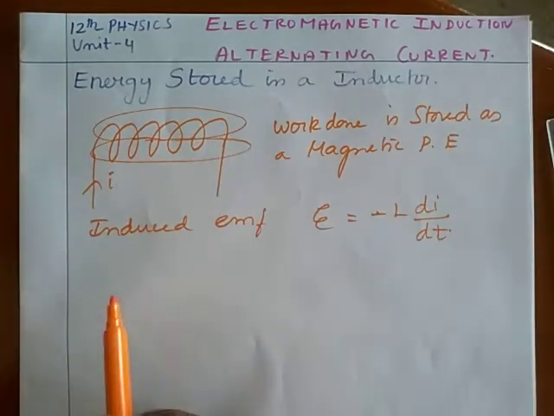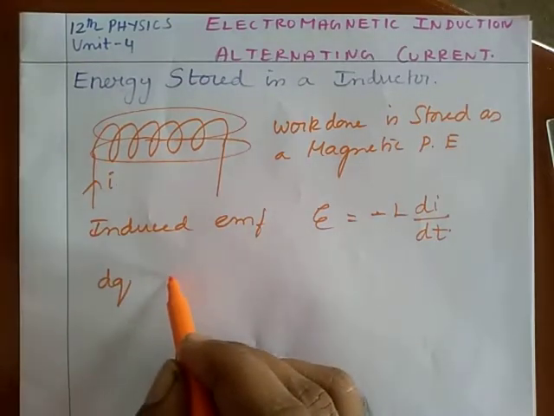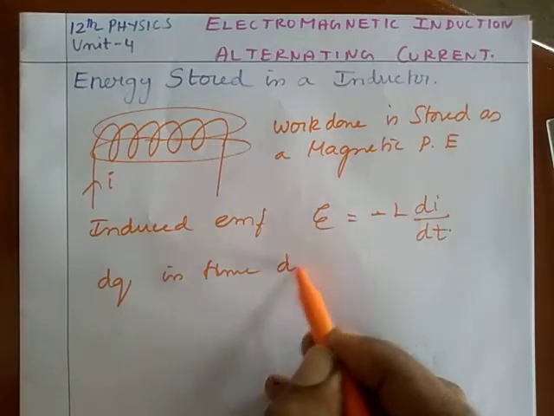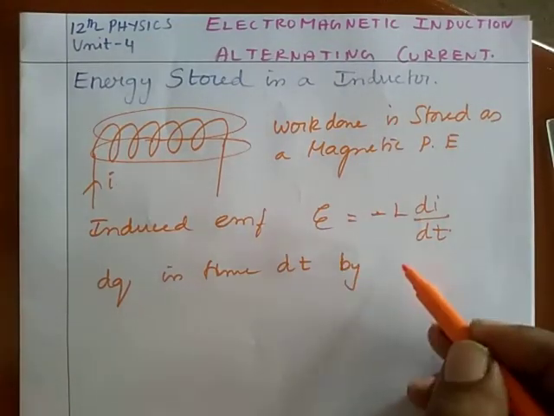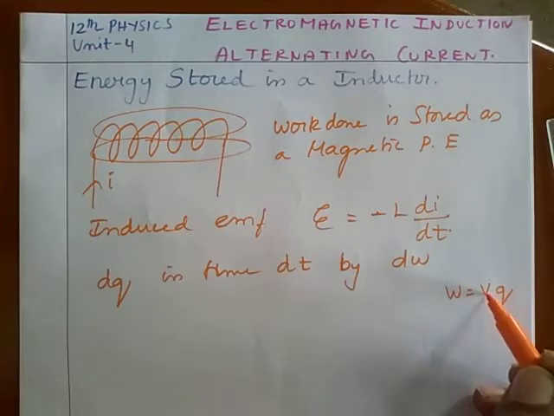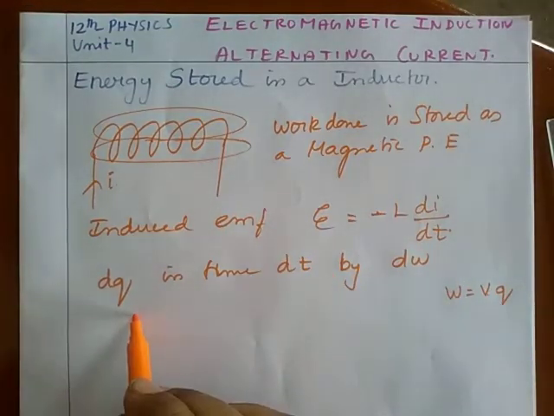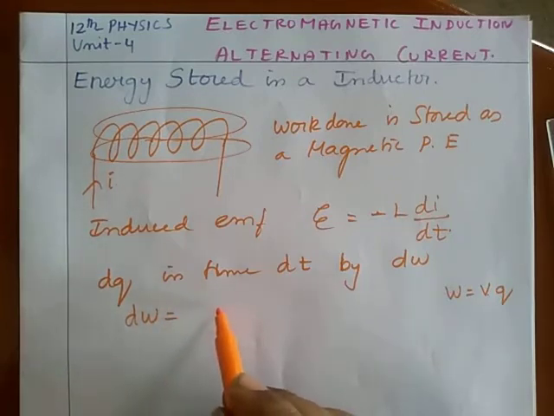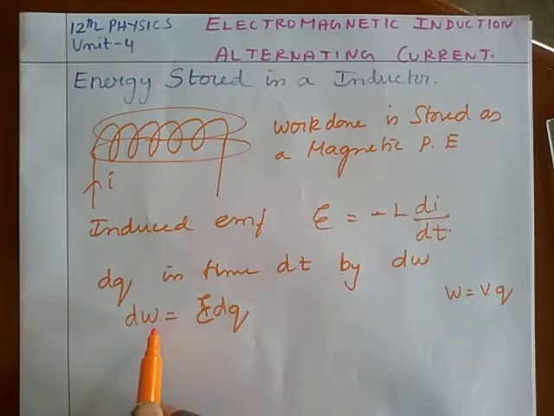Here I am moving a small amount of charge dq in time dt by a work dw. We know work done W is equal to potential into charge. Here this potential is nothing but the EMF. So we can write dw, the small work done, is equal to psi dq. Here we are doing work against this opposition, so we put a minus sign here. dw is equal to minus psi dq. This and this expressions are the same.